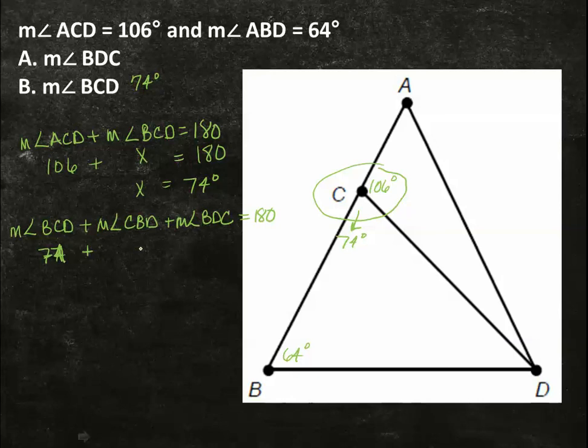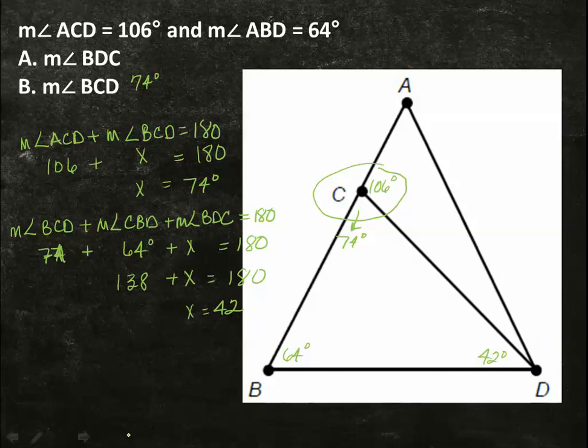CBD is 64 degrees. That was given to me. I'm going to add those two guys up. I think I get 138, because 4 and 4 is 8, 7 and 6 is 138. Now 180 minus 138 is 42. There you go. That's how we figure that out.